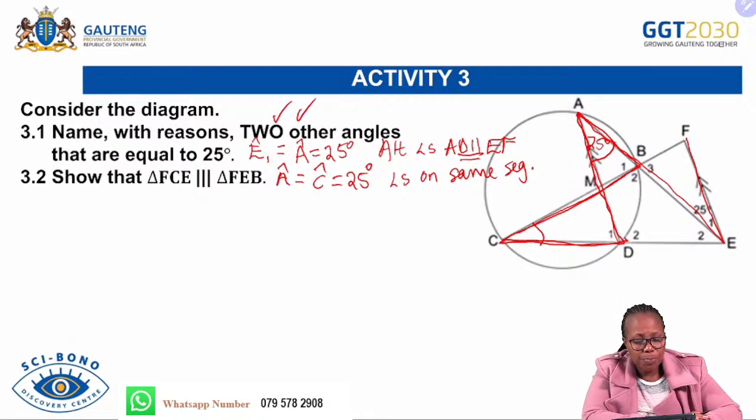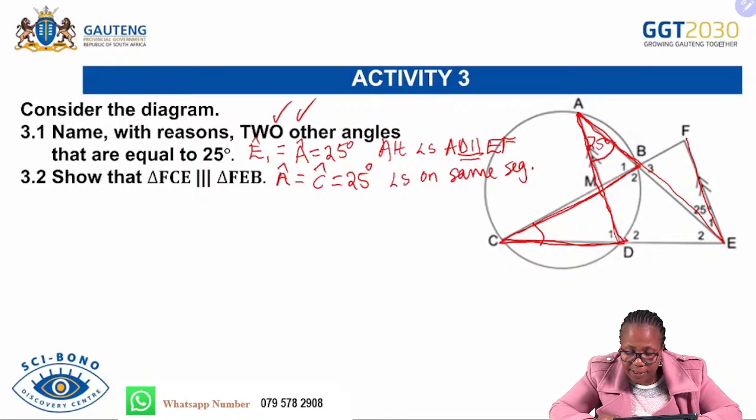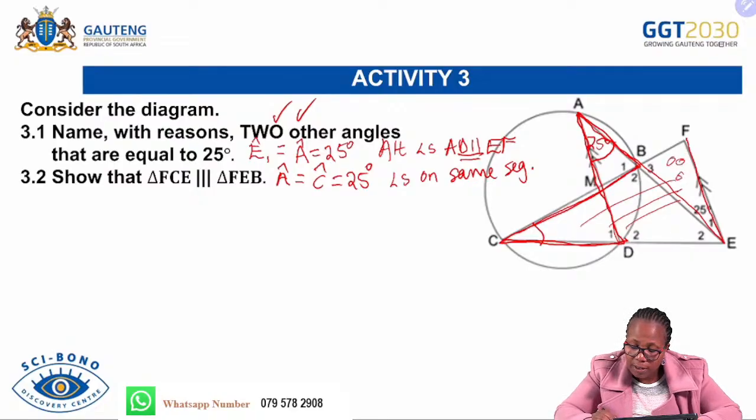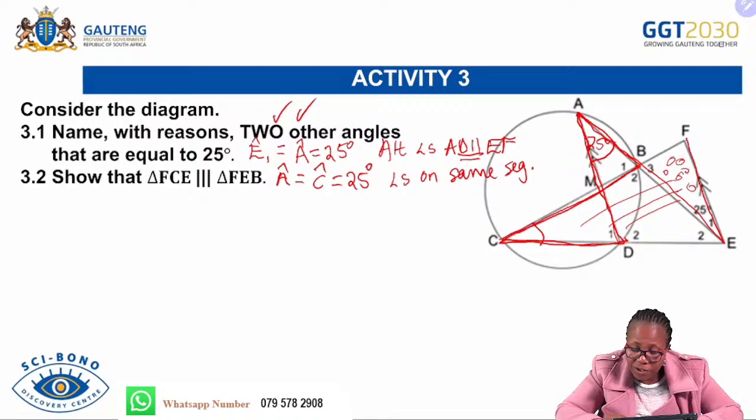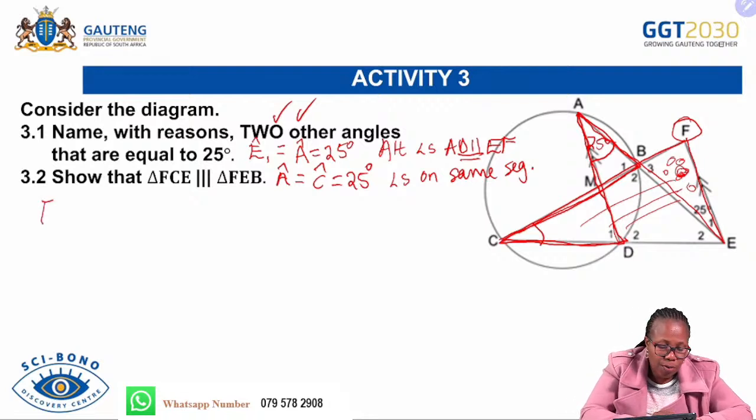Now move on to 3.2. Show that triangle FCE is similar to FEB. Which one is FCE? FCE, we are talking about this triangle, grade 12. Similar to that one. Okay. So we need to identify. They say F. Can you see F is shared by both triangles? That F lies on this triangle here. It also lies on the bigger triangle. So it's where you are having F equal to F, which is a common angle.